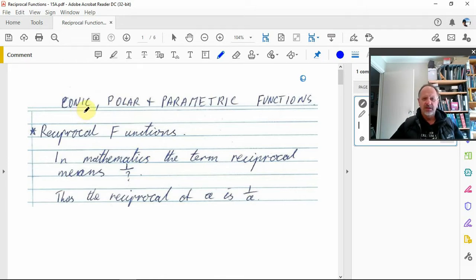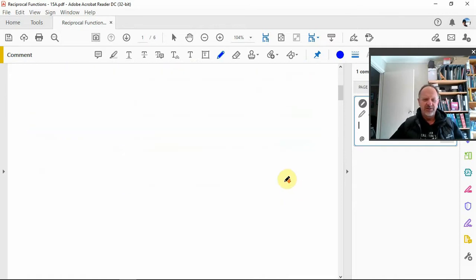All right, so before we get on to those things, we're looking today at what's called reciprocal functions. So it says here in mathematics, the term reciprocal means 1 over something. So if I've got the reciprocal of A, the reciprocal of A means 1 over A. So of course we can do that with functions as well.